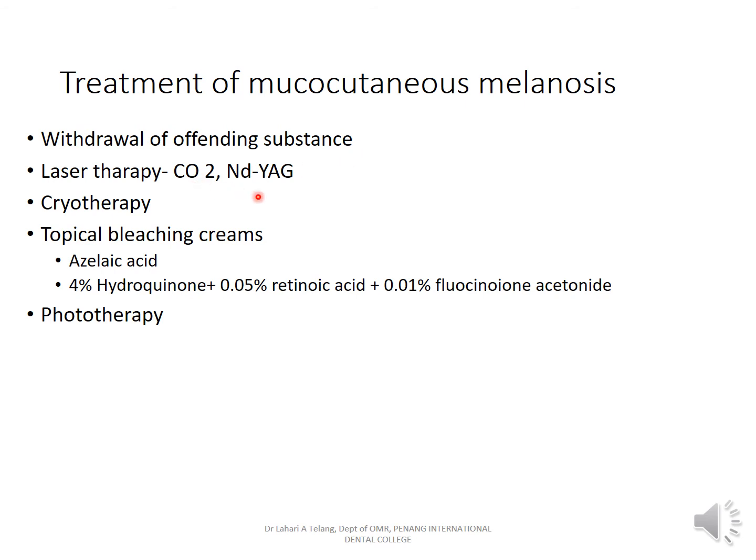Otherwise, for lesions which are not because of any of the above causes, for example nevi or melanoacanthomas, laser therapy using carbon dioxide or Nd:YAG lasers can be done. Cryotherapy is also an option, and topical bleaching creams can be used, for example for post-inflammatory pigmentation seen in acne. These generally contain azelaic acid or hydroquinone, retinoic acid, and some amount of steroid in them. Also, phototherapy has been tried as a treatment modality for mucocutaneous melanosis.